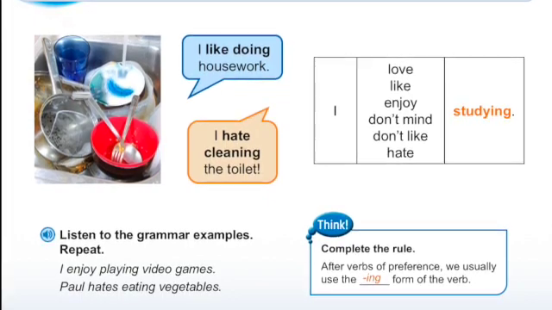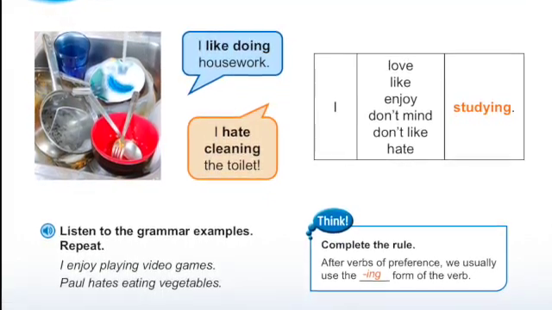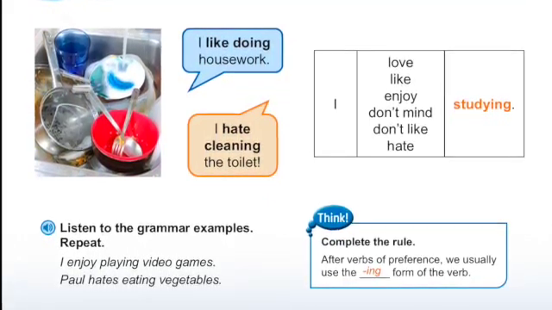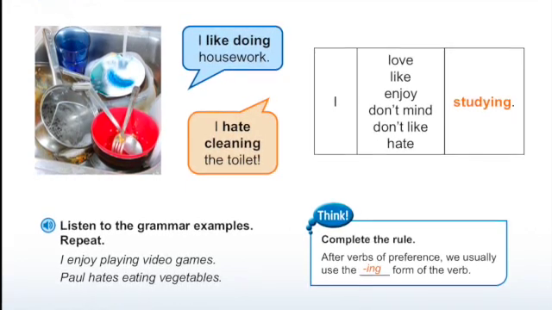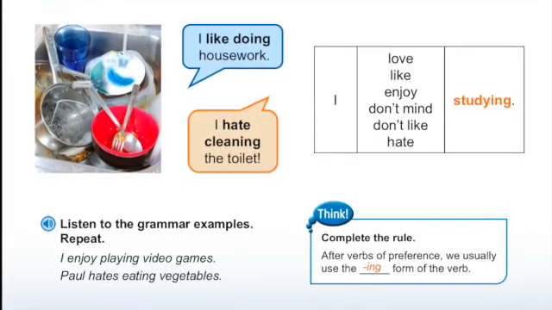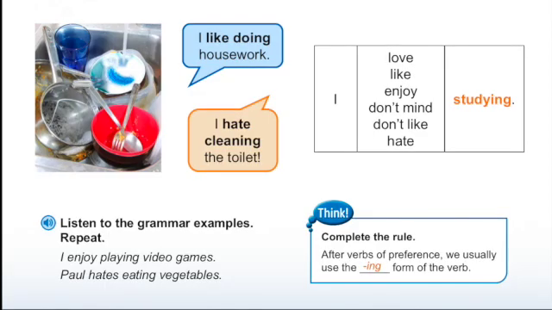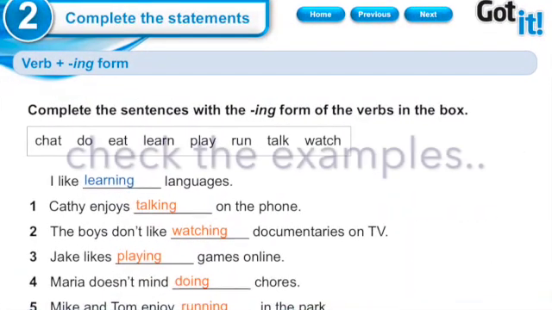For example, I enjoy playing video games. Paul hates eating vegetables. Complete the rule. After verbs of preference, we usually use the ing form of the verb.